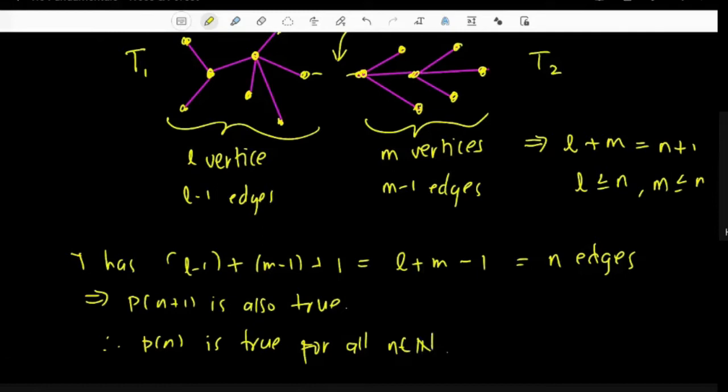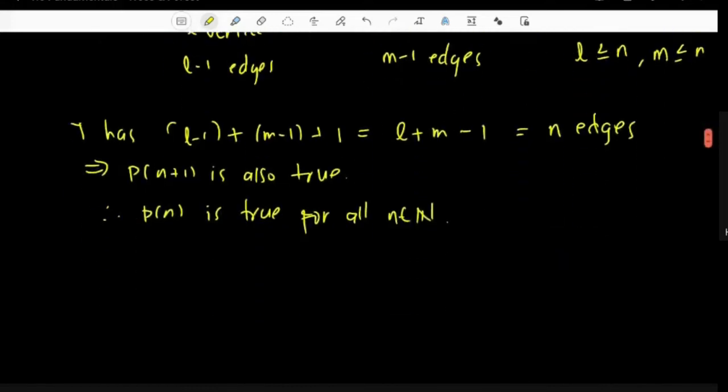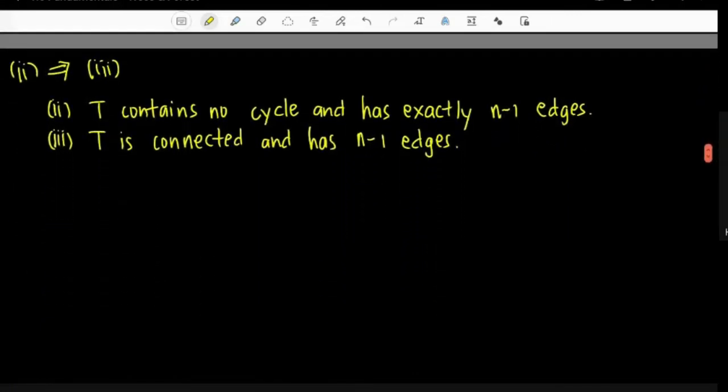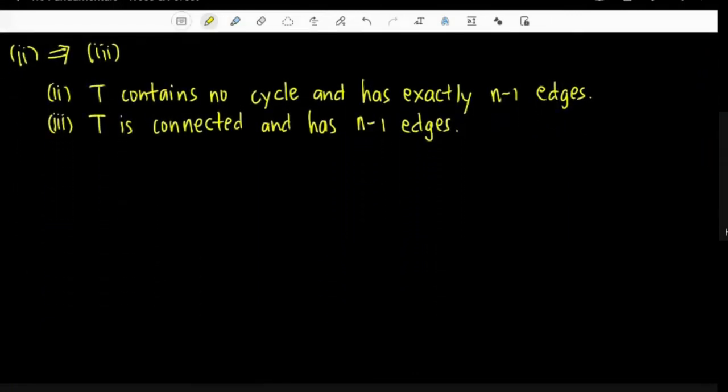So that proves that a tree with n vertices has n minus 1 edges. Now let's prove 2 implies 3. Assume that T contains no cycle and has exactly n minus 1 edges. We want to show that T is connected and has n minus 1 edges. That T has n minus 1 edges is already done since it is assumed. So now, all we need to do is to show that T is connected.